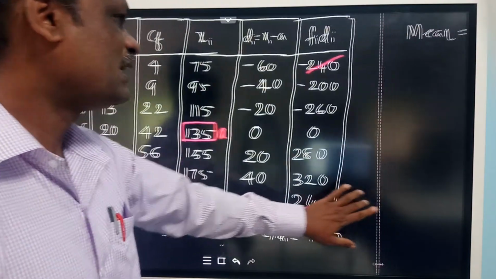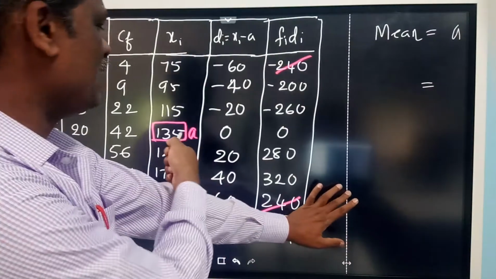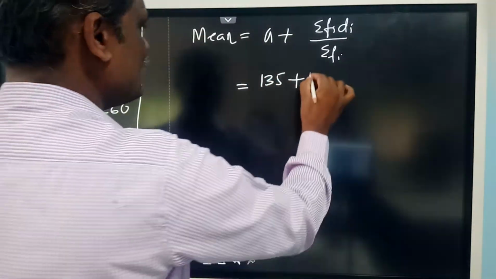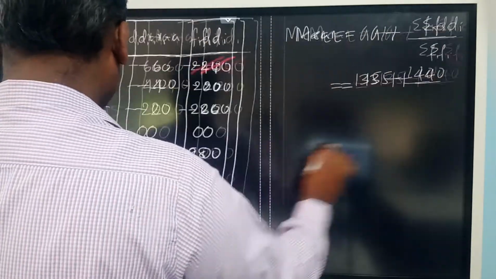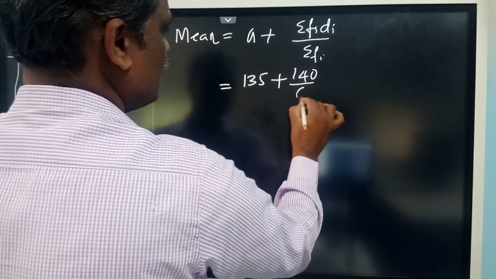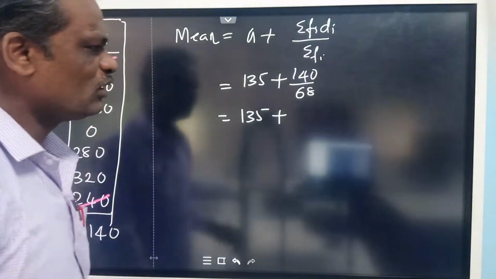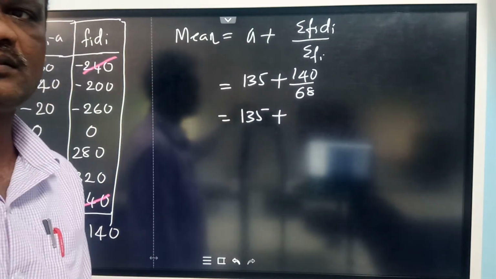So the mean value calculation you can do directly. What is the assumed mean value? We have taken 135, plus sigma fi di, which is 140, divided by sigma fi, the sum of the frequencies, which is 68. So 135 plus 140 divided by 68.